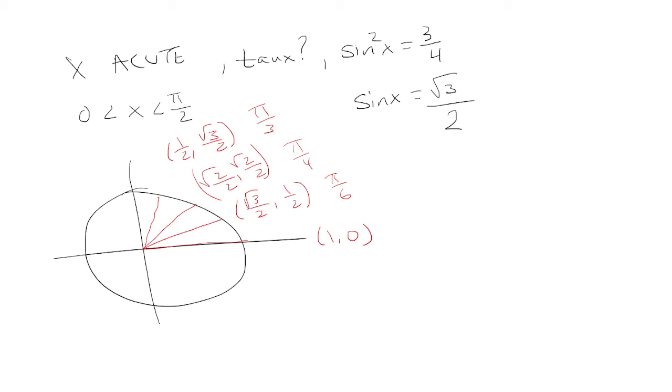In our case, we said sine is root 3 over 2. Sine refers to the y value. So which y value here is root 3 over 2? Well, that's this one. And so the angle that we're interested in is pi over 3. So x here is pi over 3.